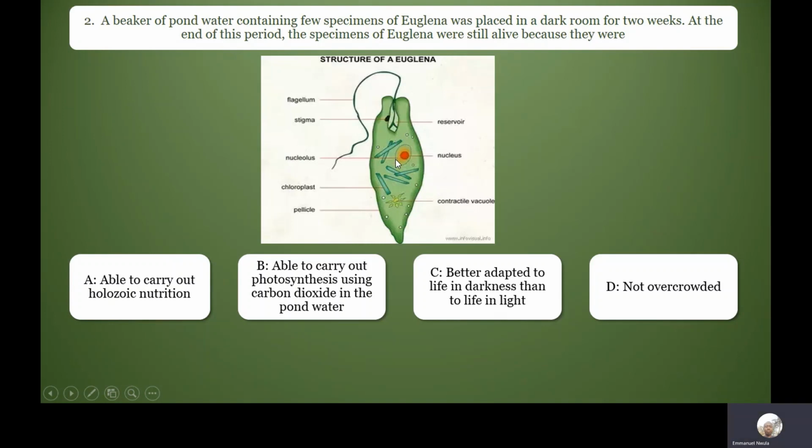So it can feed autotrophically and heterotrophically, so it can feed on already made food. That's why it can survive in the dark. So the correct option here is A. It can feed on already made food, holozoic nutrition, which is a part of heterotrophic nutrition.